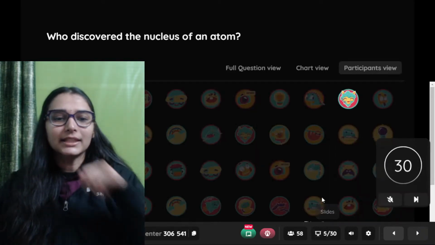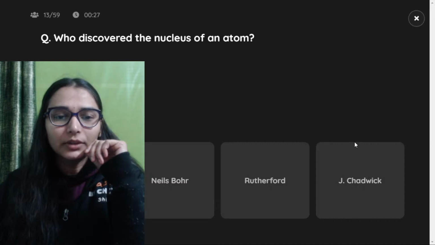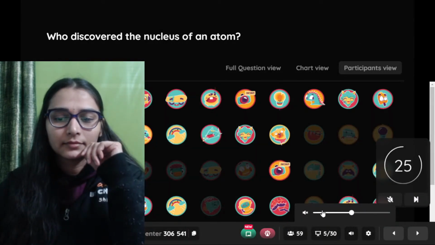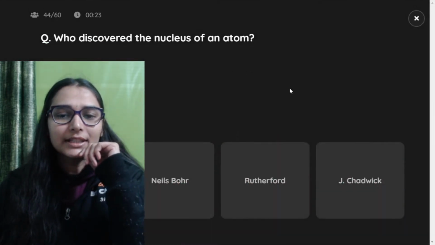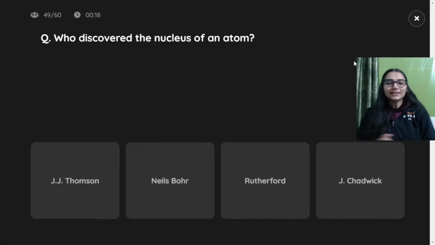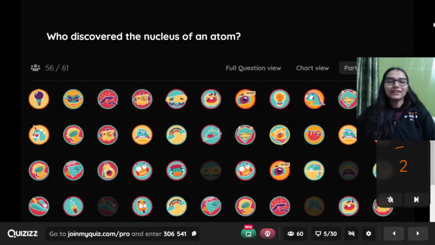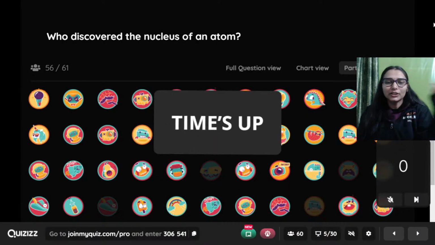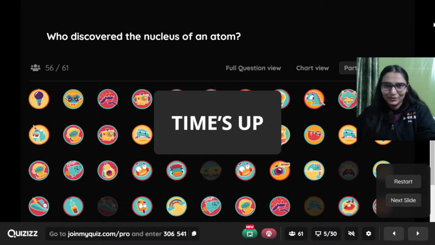First question on the screen. Who discovered the nucleus of an atom? Sorry, I'm covering the screen. Sir J.J. Thompson, Niels Bohr, Rutherford, or Sir James Chadwick? And Chadwick was a student of Rutherford. So the same generation that contributed a lot to your syllabus and to the world of chemistry, of course. Who discovered the nucleus of an atom? And the correct answer on your screen is Rutherford.